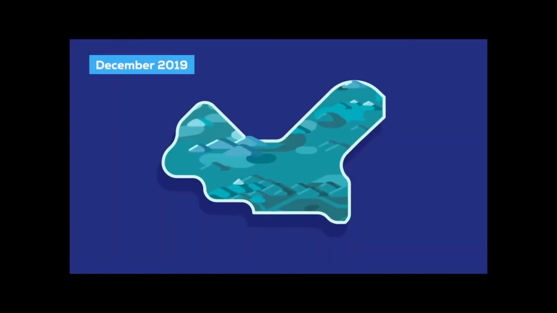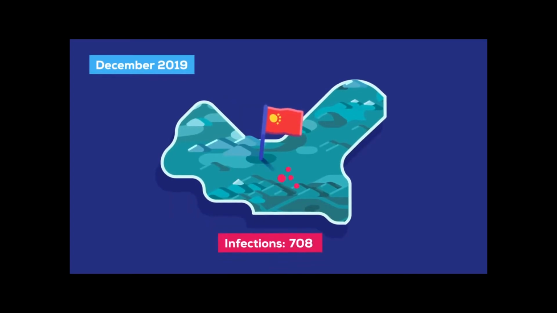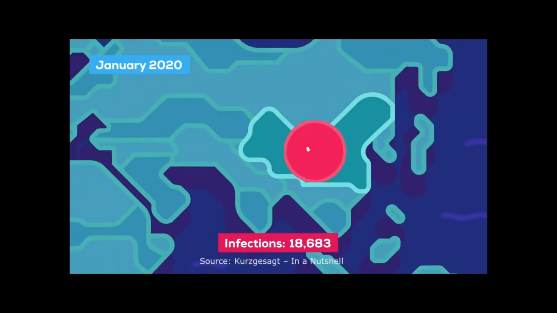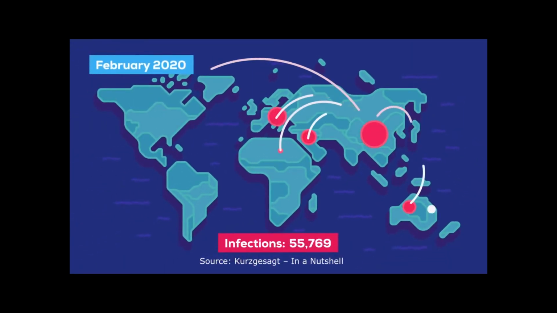In December 2019, the Chinese authorities notified the world that a virus was spreading through their communities. In the following months, it spread to other countries, with cases doubling within days.